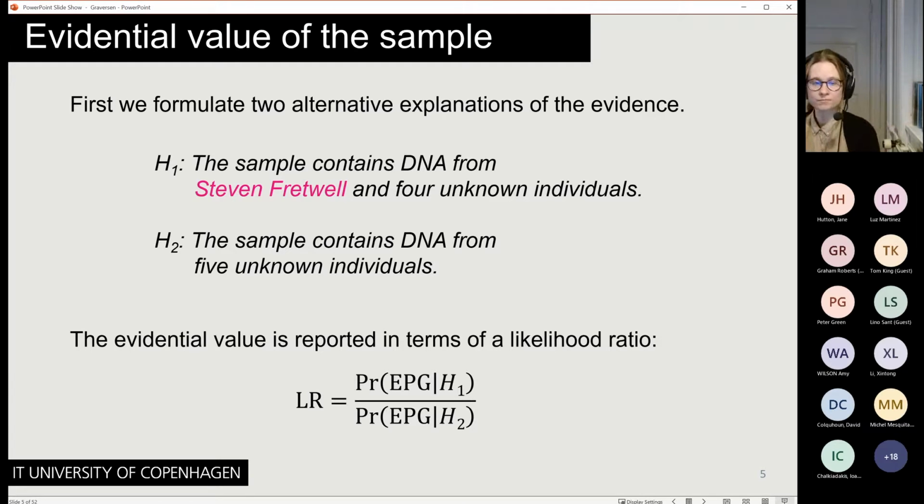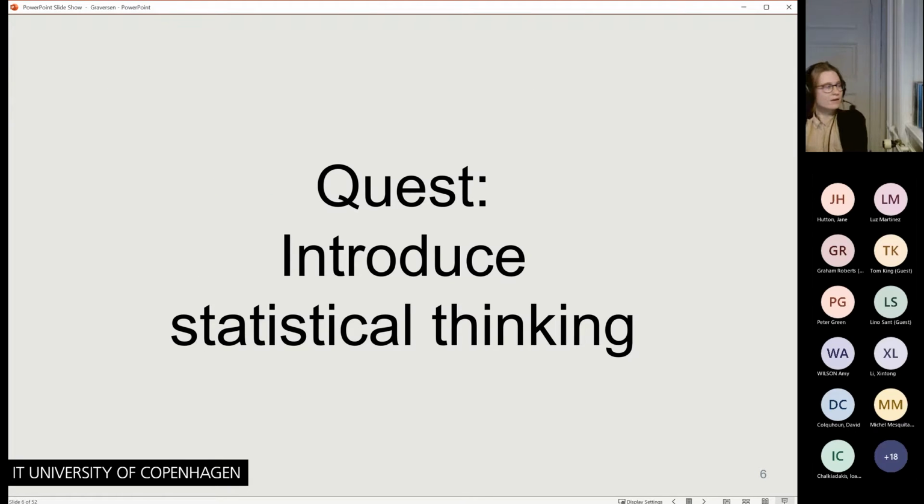Then we want to compare these two alternative explanations, and that's done in the form of a likelihood ratio. So we evaluate how likely it is to see these data under one hypothesis compared to the other. All right, so as a statistician, how do I think about this? Well, this is an intrinsically statistical problem to me. I have some data that I measure. This whole system I can model. So my quest this whole time has been to introduce this kind of systematic statistical thinking that we do have as statisticians.